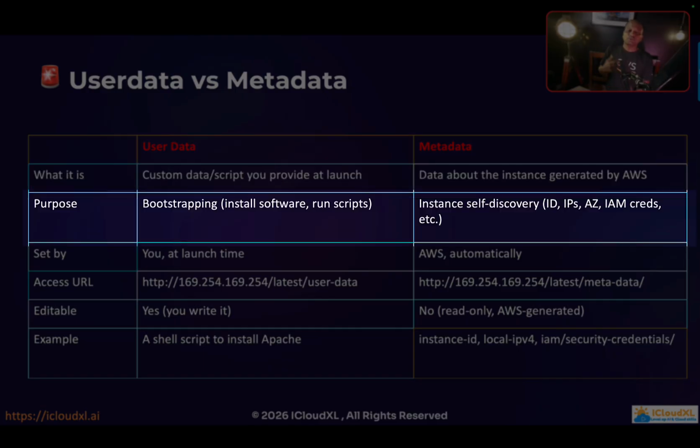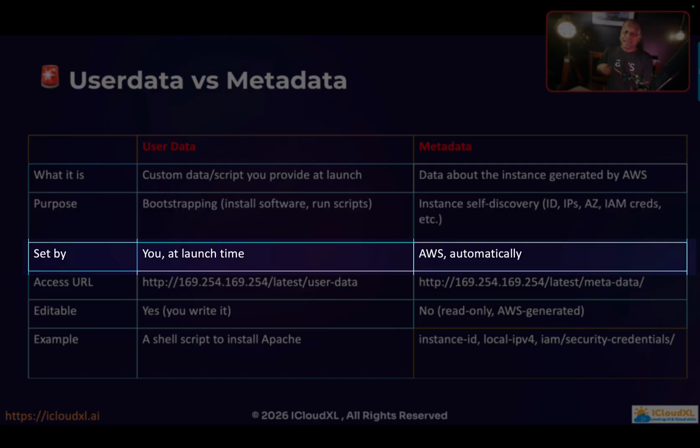The purpose of user data is bootstrapping an instance. You want to convert it to a web server or any application server. But metadata is instance self-discovery, like ID, IPs, availability zone, region, all this information. And user data is set by you as a user during the launch, but the metadata is set by AWS. You don't do anything. AWS automation does it. It starts that metadata service.